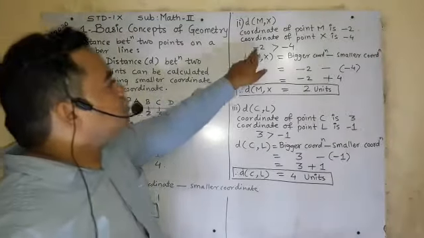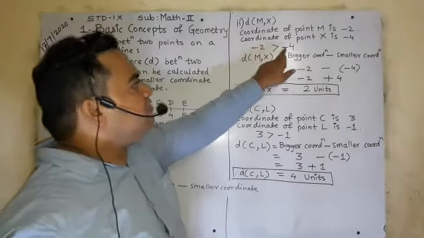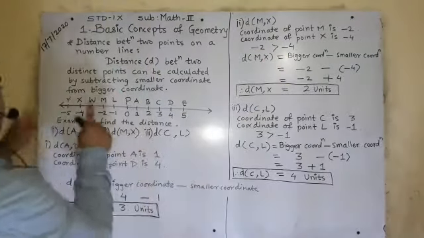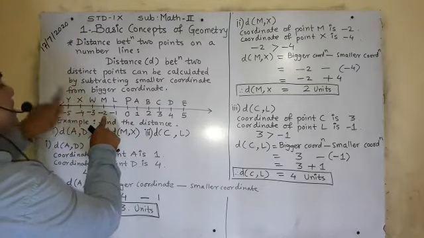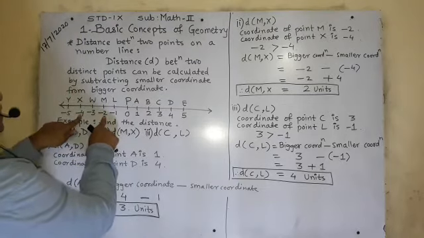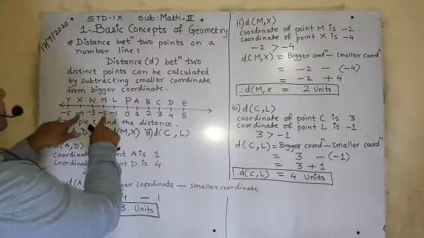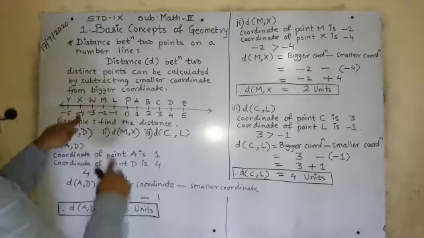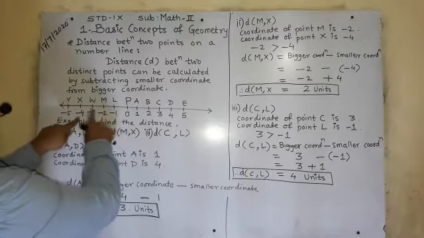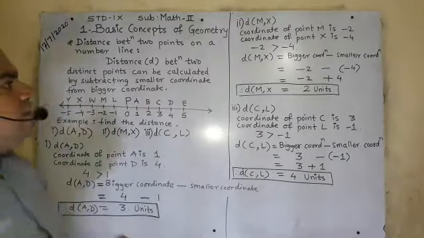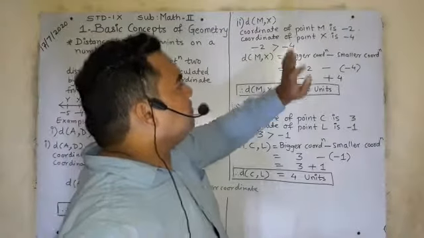So -2 is greater than -4. As we can see, we will keep our finger. I will keep my finger on -2 and -4. The number which is on left hand side is always smaller than the other. I repeat, the number which is on left hand side is always smaller than the other. Is it clear? So I will write -2 is greater than -4.